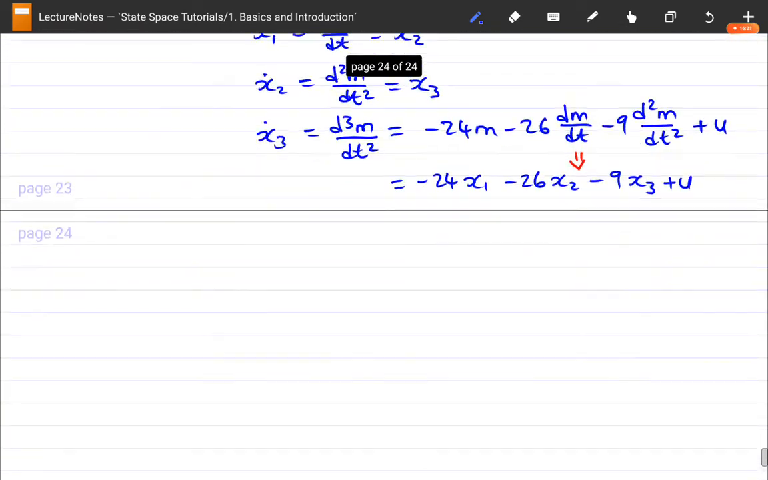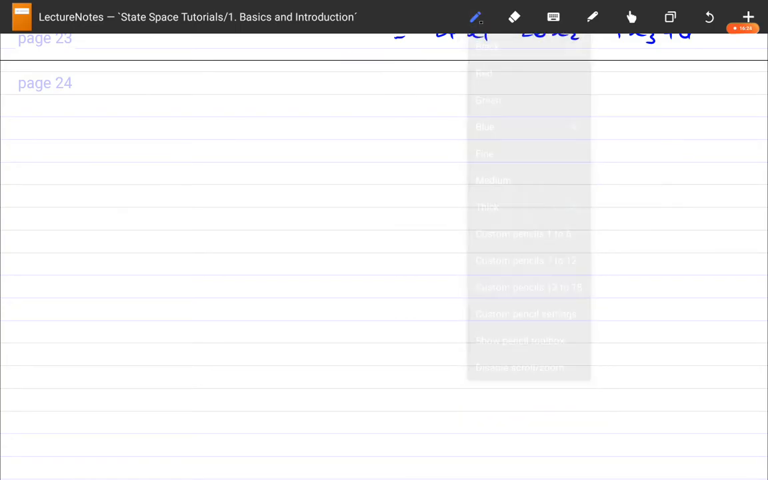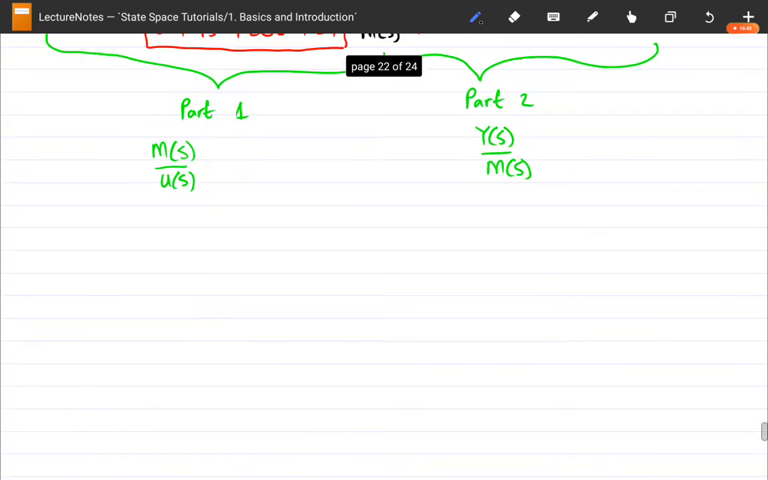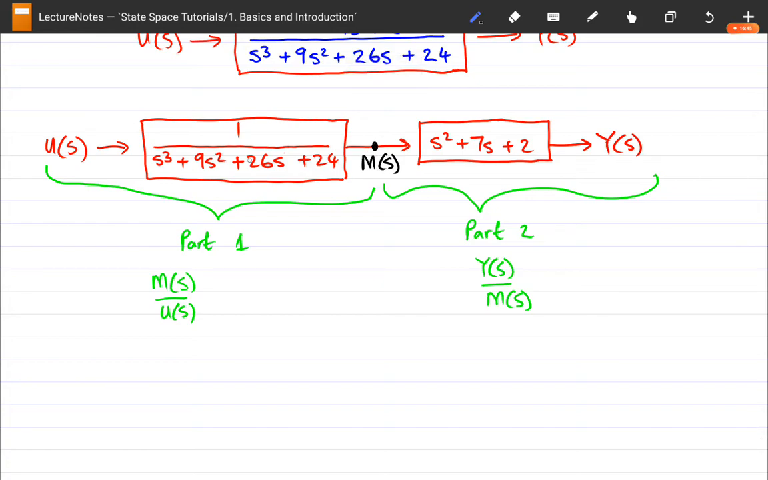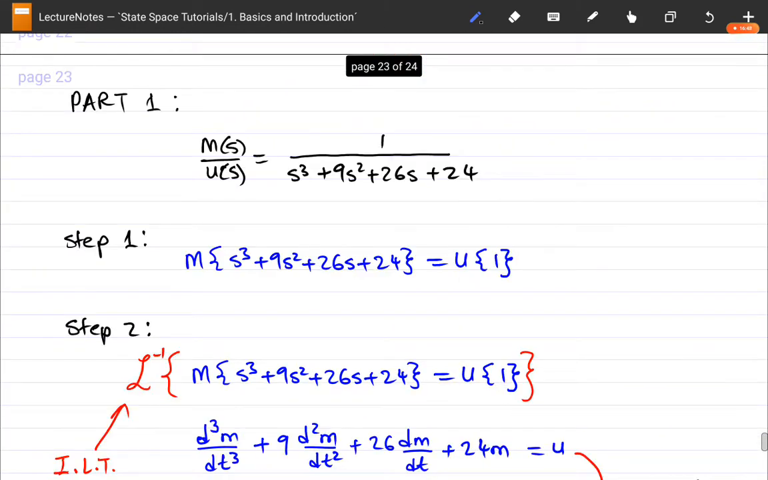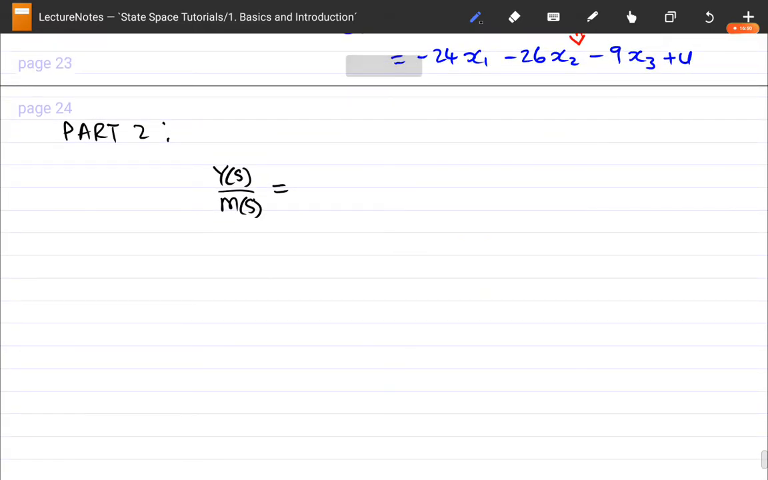But let's look at this. So we're going to start with part 2. I'm just going to point out part 2. Part 2, we said it's just y of s over m of s. M of s was our intermediate function, which we get right after part 1. It's the output of part 1. So now it's the input of part 2. Okay, so y of s, no, this transfer function is equals to s squared plus 7s plus 2.